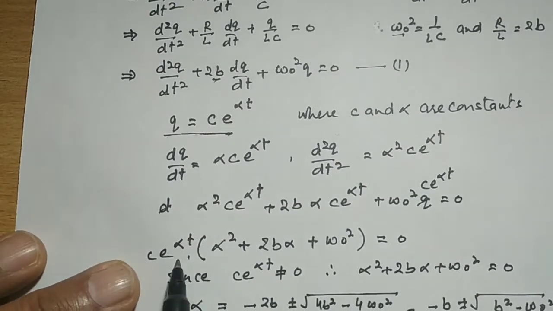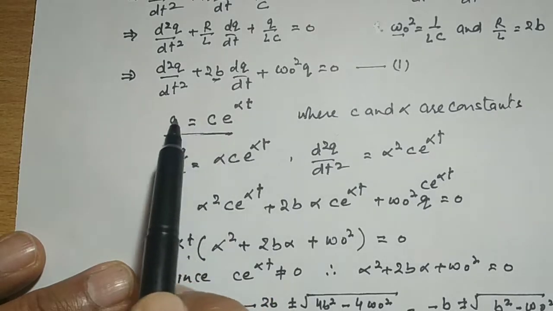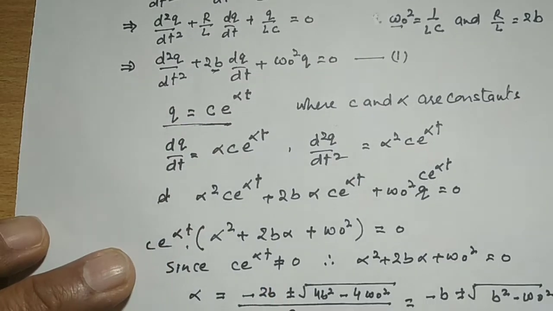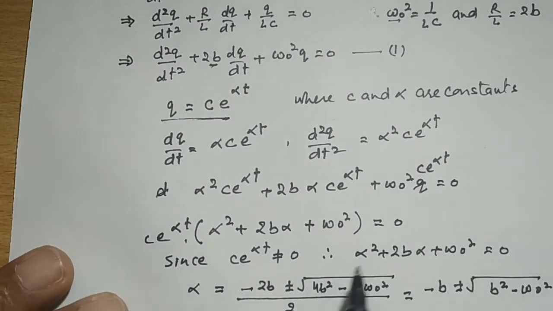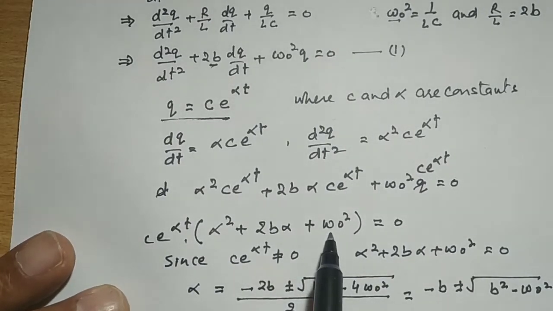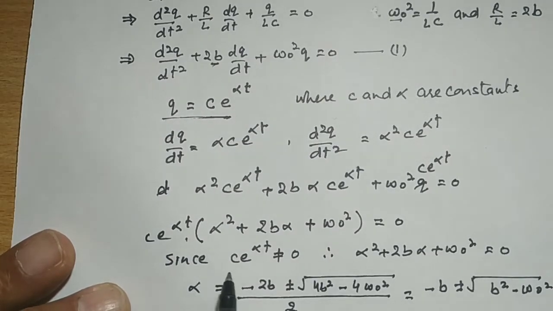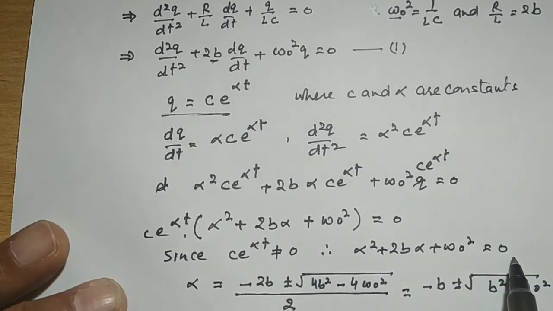Now here we have two factors, c e^(alpha t) and one bracket, and the product of these two factors comes out to be 0. And the result is 0 only if one of these two factors is 0. But c e^(alpha t), we have assumed, cannot be 0. Therefore, to get the result 0, this bracket should be equal to 0.